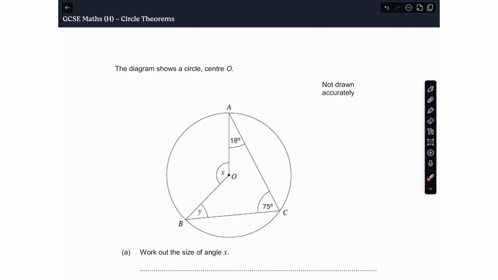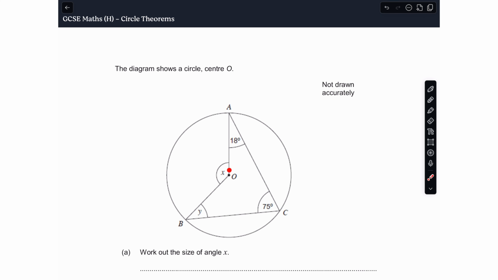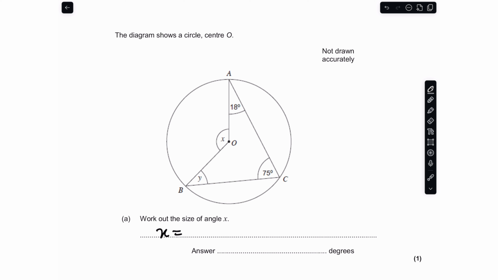So in the first question, it says the diagram shows a circle, center O, and part A tells us to work out the size of angle X. One of the rules in circle theorems states that the angle at the center is twice the angle at the circumference. Therefore, this angle X is simply double the angle at the circumference, which is 75 degrees. So X equals 75 degrees times 2, and that gives us a value of 150 degrees. So the size of angle X is 150 degrees.